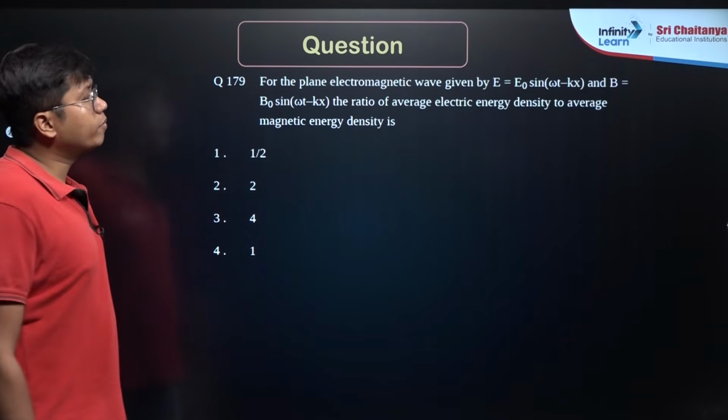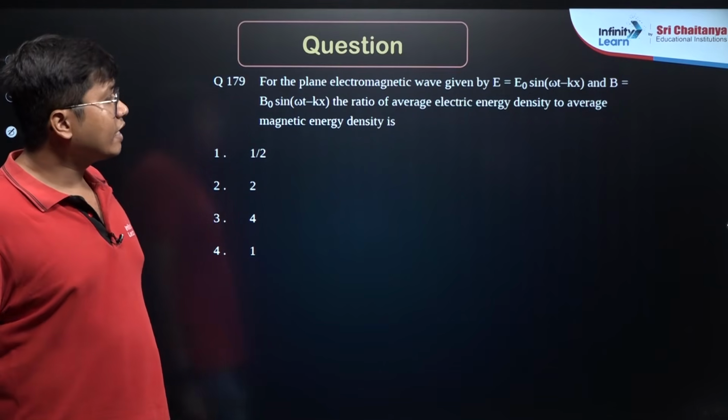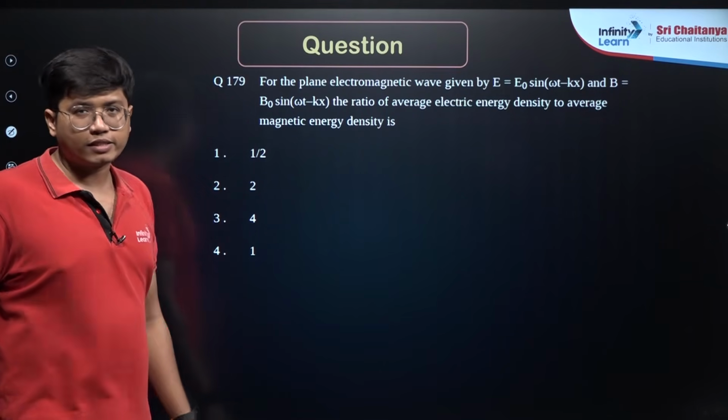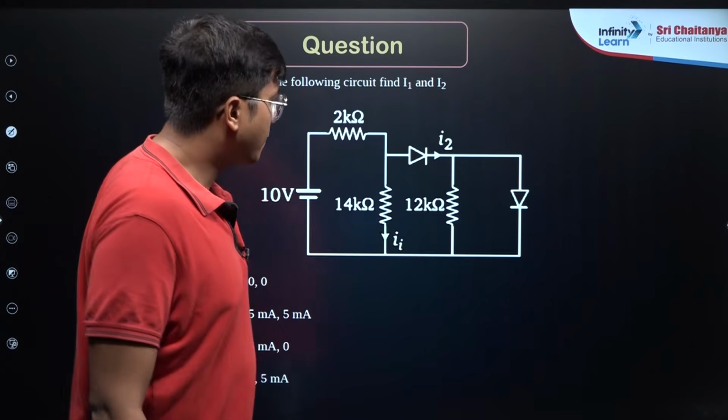This says for the plane electromagnetic wave, electric field is given, magnetic field is given, average electric energy density to magnetic energy density. It's theory, we know that is always going to be the same, so the ratio is 1.